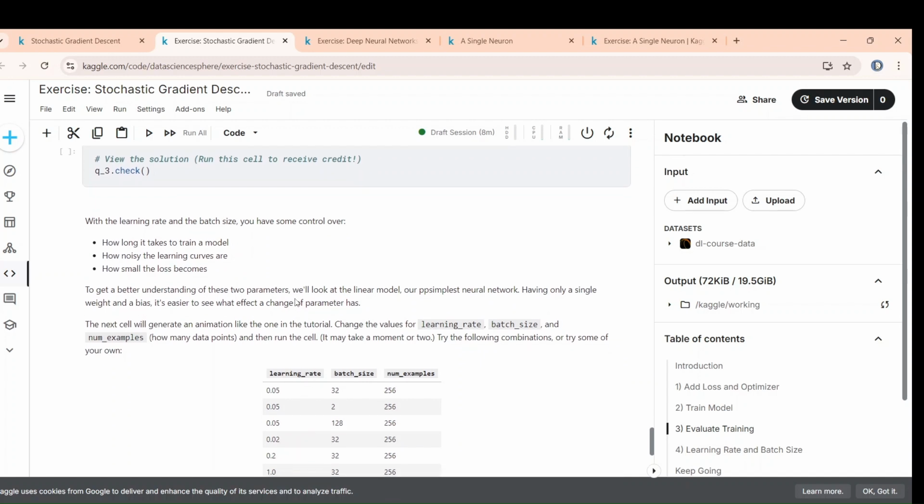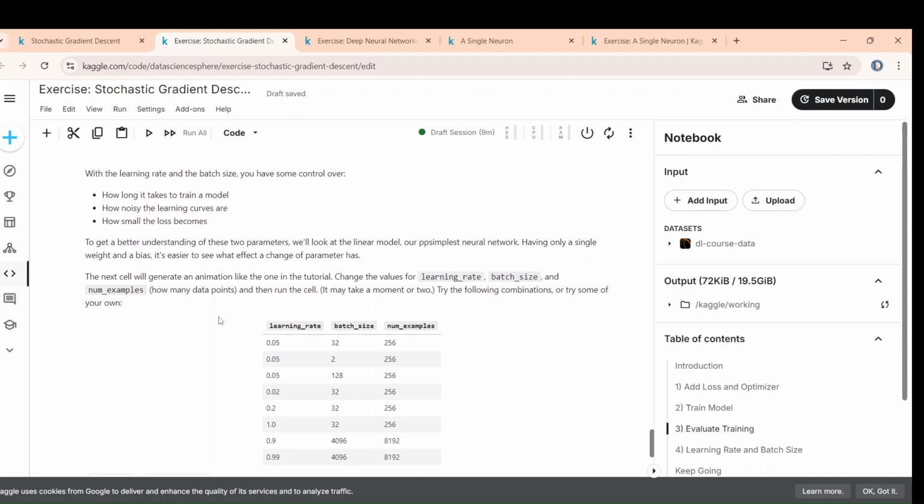To get a better understanding of these parameters, we look at the linear model, our simplest neural network, with only a single weight and a bias. It's easier to see how the parameters are changing.